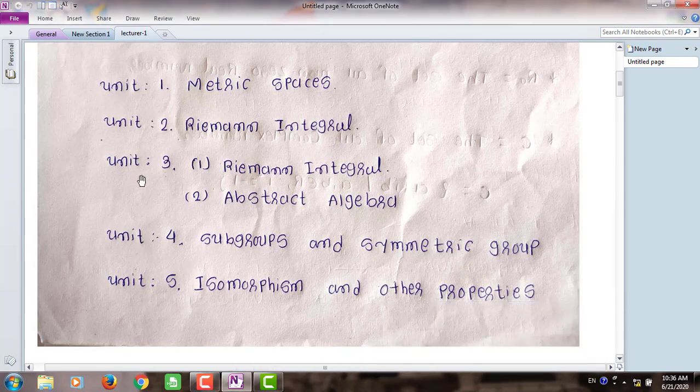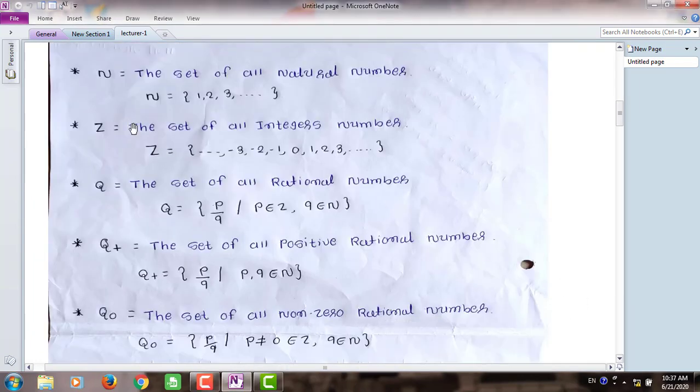Today we start Unit 3, second part, abstract algebra, known as group theory. Before we start abstract algebra, first we recall sets of numbers. The first set is the set of all natural numbers. It is denoted by N. N is equal to 1, 2, 3 and so on. All natural numbers are included in set N.